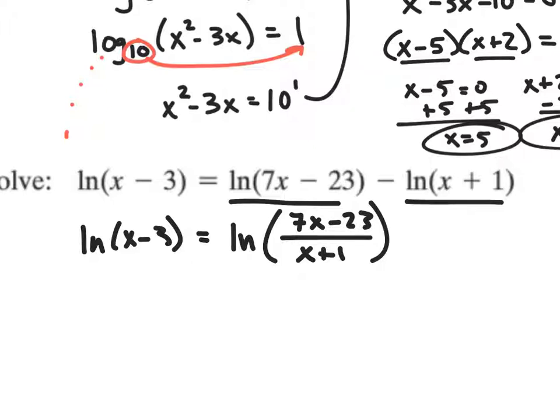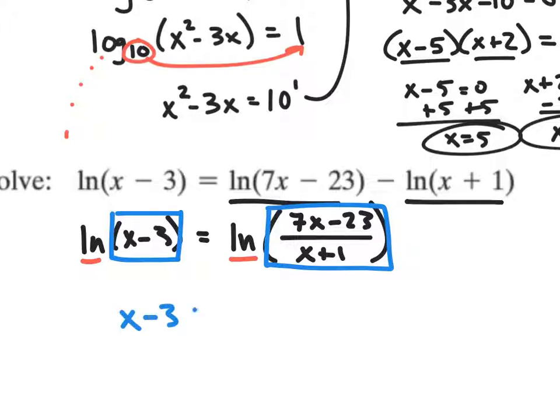Now, when these logs are equal, here's kind of this interesting thing. I have the natural log, and the natural log of something is equal to something else. So what I can do is take what's inside of my natural log and set those equal to each other. And so all I'm going to do at this point is write out the equation x minus 3 is equal to 7x minus 23 over x plus 1. Not too bad. And so now we've gotten rid of the logs, and we just need to solve.